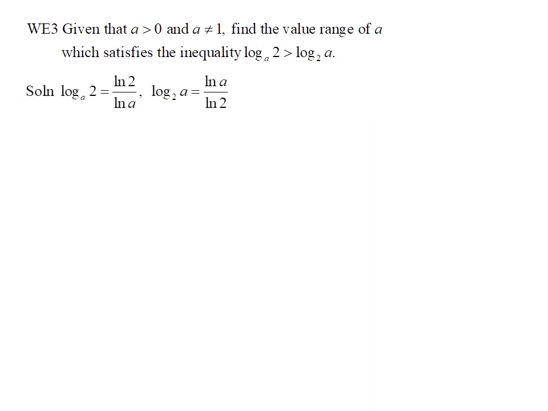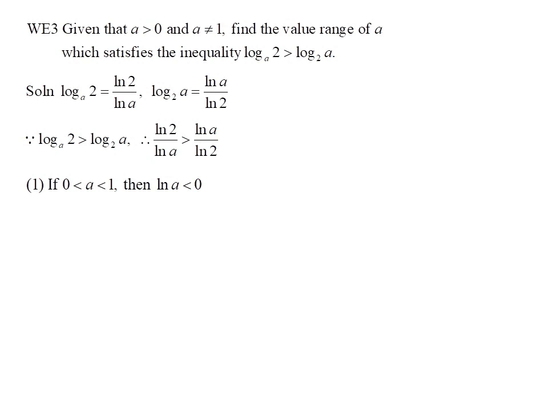Based on the given inequality, we have the inequality of the quotient of natural logarithm of 2 to natural logarithm of a is greater than the quotient of natural logarithm of a to natural logarithm of 2. From this point, we need to discuss the value range of a to further proceed with this inequality.